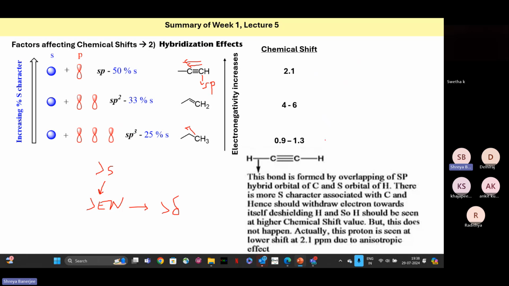But when going from alkane to alkene, we see this delta increases. But this is a very anomalous effect that when going from alkene to alkyne, that is double bond to triple bond, delta should increase, but delta actually decreases. This happens due to another effect called the anisotropic or ring effect.